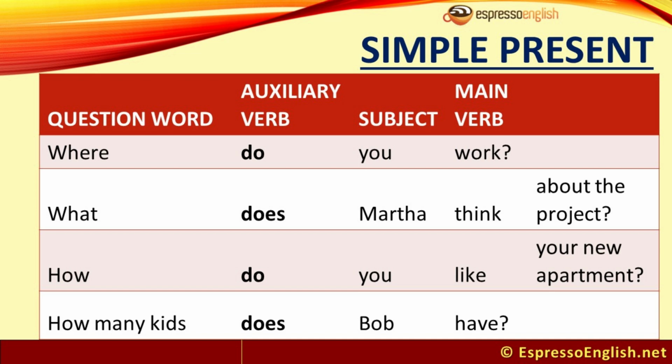Where, that's the question word. Do, that's the auxiliary verb. You, that's the subject. Work, that's the main verb. You can see these other questions still follow the formula. What does Martha think about the project? How do you like your new apartment? How many kids does Bob have? So in the simple present, the auxiliary verb is do for the subjects I, you, we, and they, or does for the subjects he, she, and it. And the main verb is in the base form.